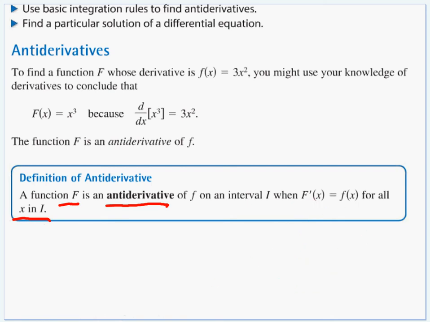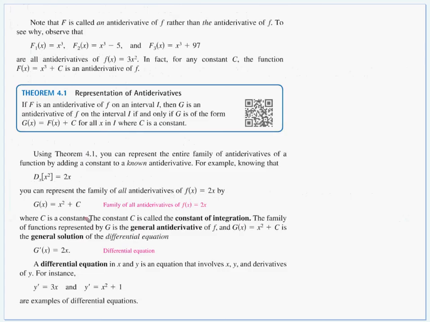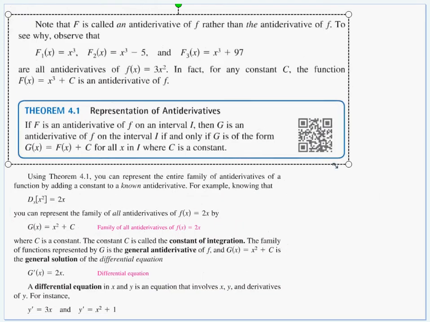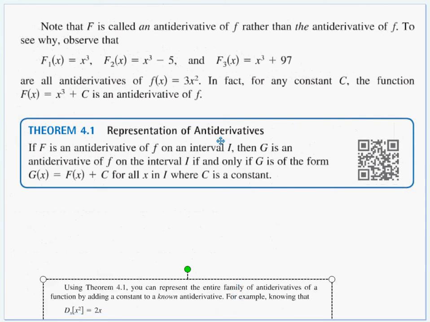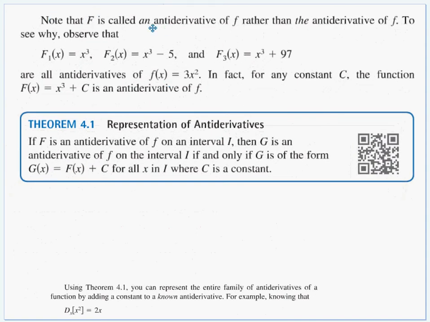I still have my name selector open, so I'm going to close that. There we go. So raise the exponent by 1, divide by the new exponent, and that's pretty small. Let me make this bigger so I can read it. Note that capital F is called an antiderivative of f rather than the antiderivative.